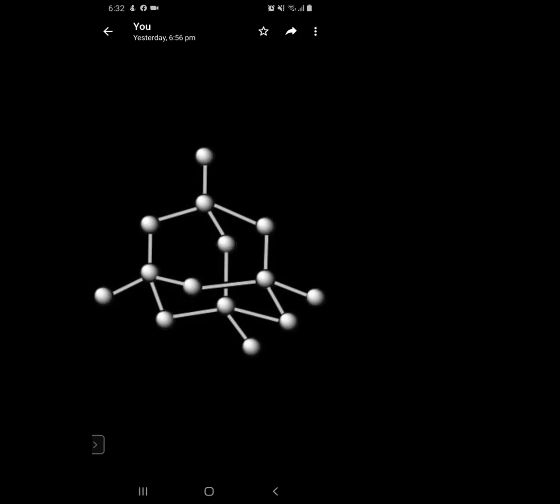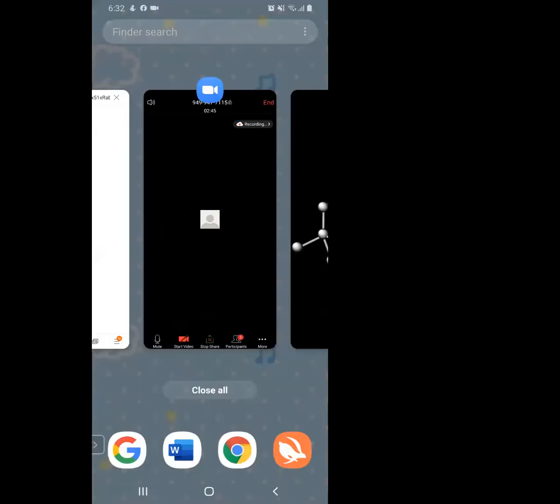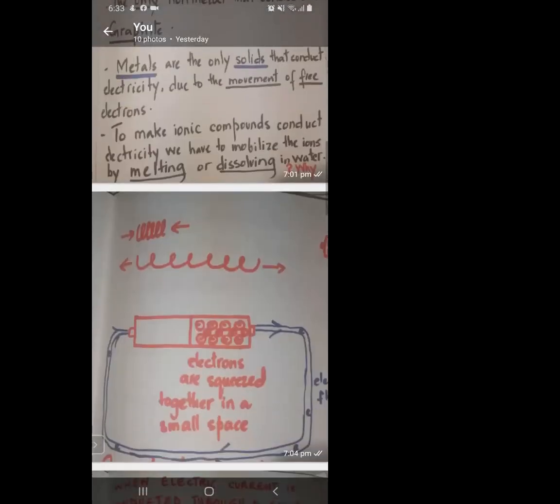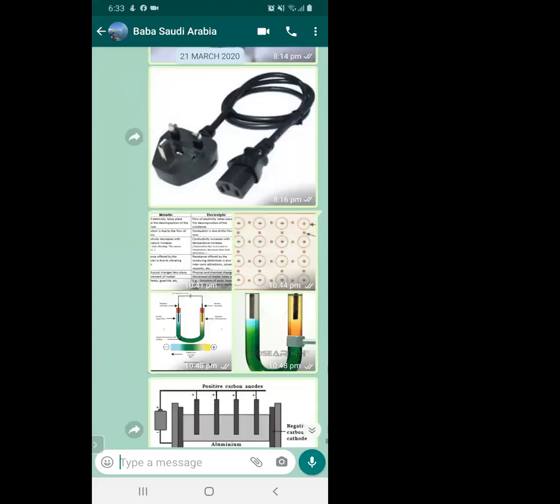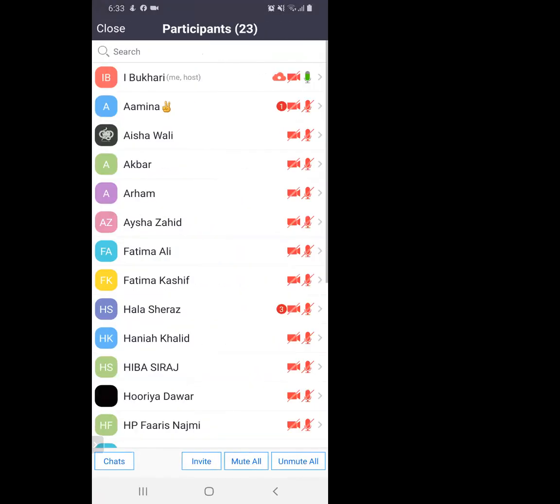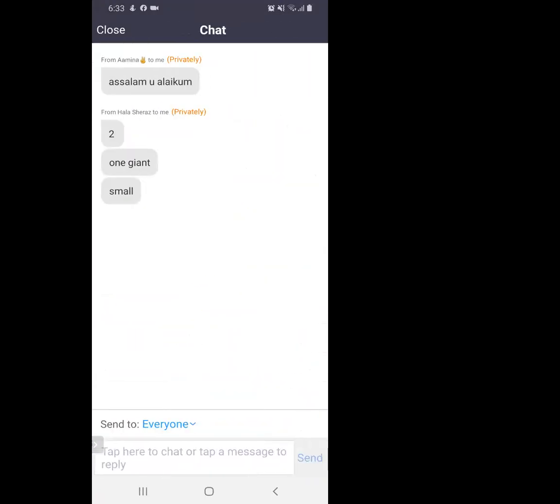Okay, so this is diamond, this is a covalent. Now, how many types of covalent substances do we have? One is this giant diamond. Is there any other that you can think of? Covalent. You can use the chat window if you know the answer. One giant, the other small. Small, what do you mean small?